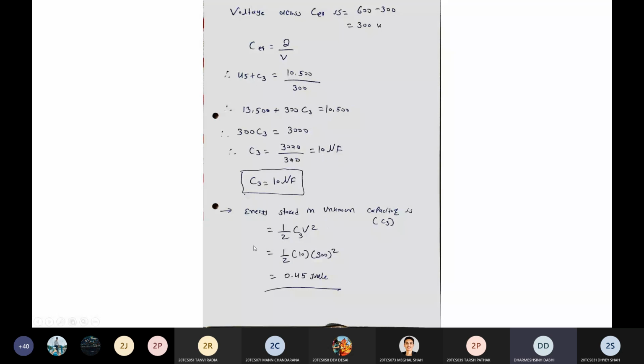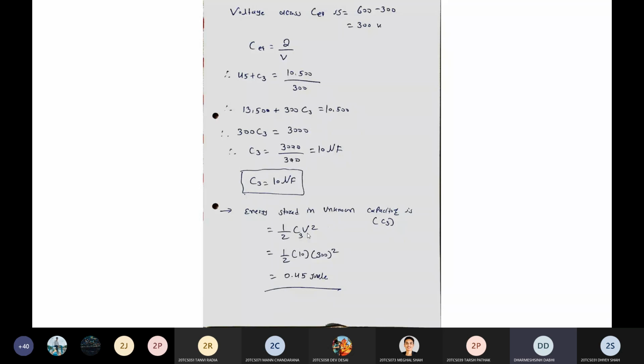At that time you consider this C3 positive because you store the energy. If you give the energy, then you can write negative. But here our question is to store the energy. But if you write a negative answer, then also no problem.